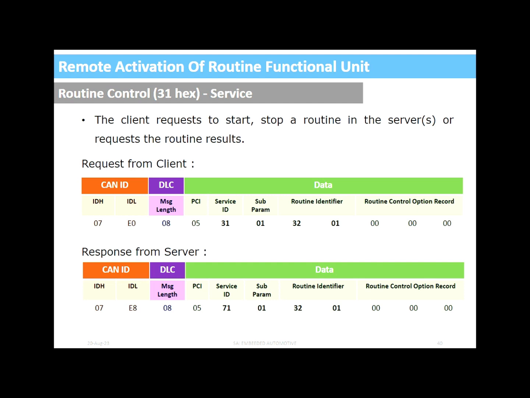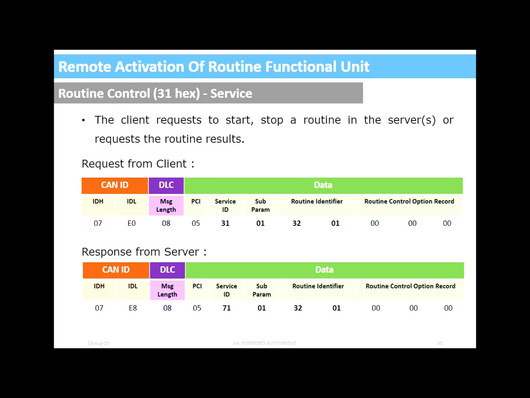So coming to another service ID, routine control. So what is routine control? The client requests to start or stop the routine in the server or request the routine results. A routine is a predefined sequence of actions to be executed by the ECU. Once a routine has been started, the ECU carries out the sequence. Every routine has an individual identifier containing up to 2 bytes hexadecimal value.